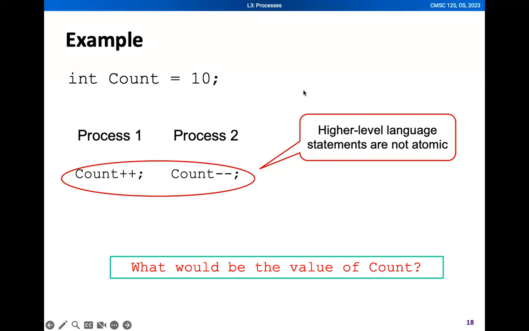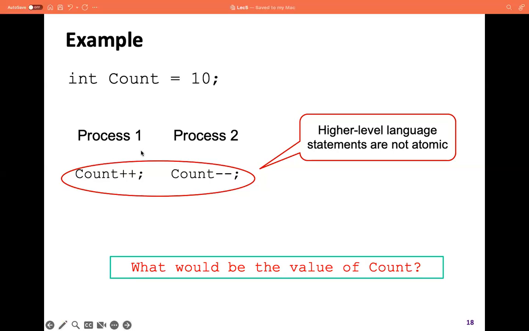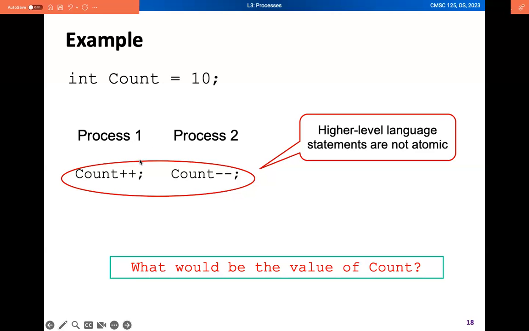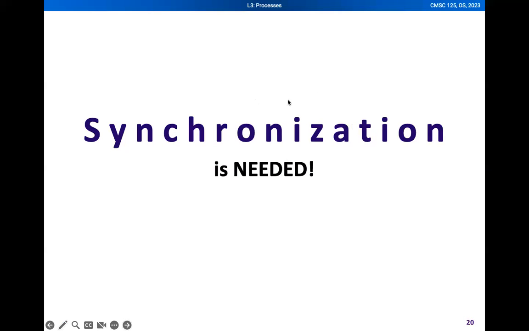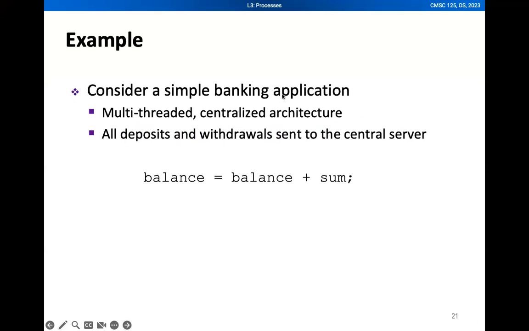Okay, let's have another example. So we have an int count, and suppose we have two processes that are sharing the same variable. Process 1 is incrementing the count while process 2 is decrementing the count. So what would be the value of the count? It depends on which process will run first. Again, the results are non-deterministic and there is a need for synchronization.